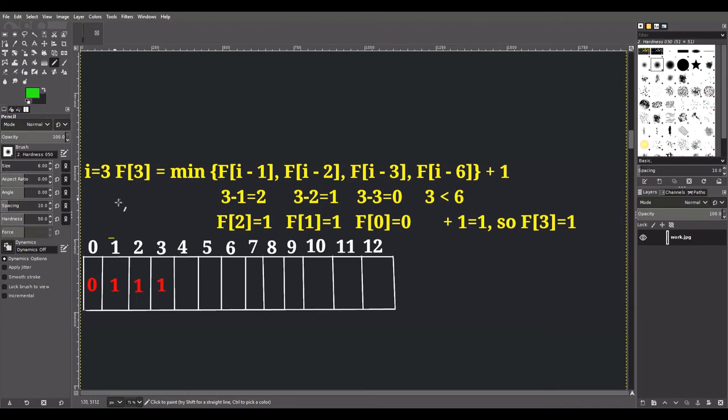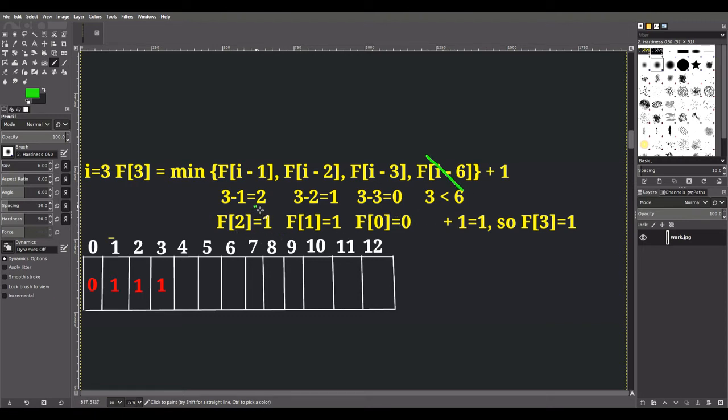The next one is i equals 3, so f of 3 is equal to the minimum of f of i minus 1, f of i minus 2, f of i minus 3, or f of i minus 6, with 1 added at the end. So 3 minus 1 is 2, 3 minus 2 is 1, 3 minus 3 is 0. So we can use this one now because we're up to 3. But 3 is still less than 6, so we can't use that one yet.